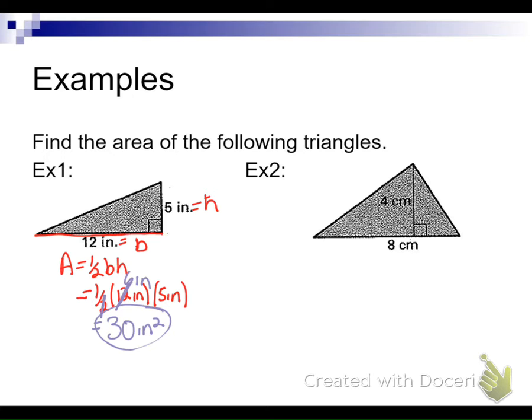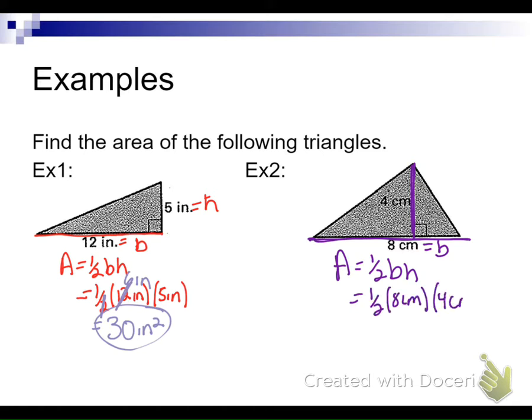Our second one over here, we once again have base times height. So we see here our 8 is our base. So what it's sitting on, the highest part, the height, it's going to be right here. So again, area equals 1/2 base times height. It's equal to 1/2 times 8 centimeters times 4 centimeters. Half of 8 is 4, so we can make this a 4. Then we're left with 4 centimeters times 4 centimeters. We know that's going to be 16 centimeters squared.